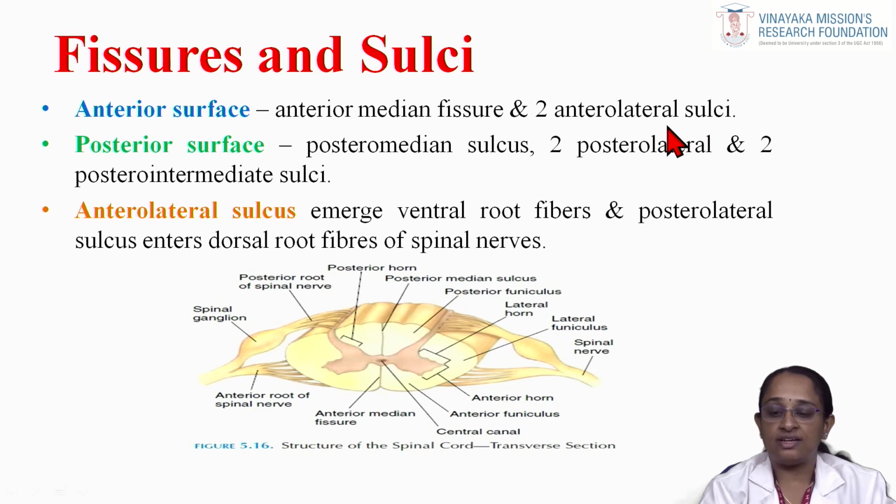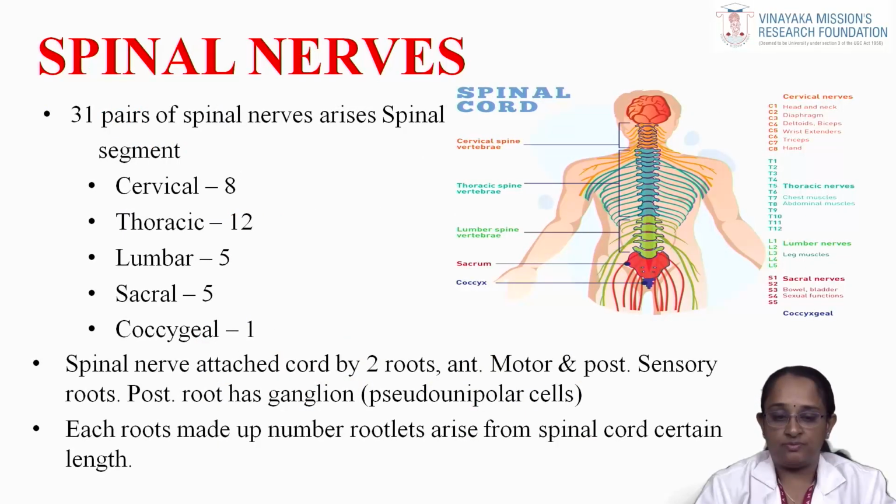Two anterolateral sulci, it is written as, means what I said is towards one part, right or left side. So the other part will also be there, so two sulci will be there. Then posteriorly, the posterolateral sulcus and posterior median sulcus. Then the two roots are arising. Then about the spinal nerves.